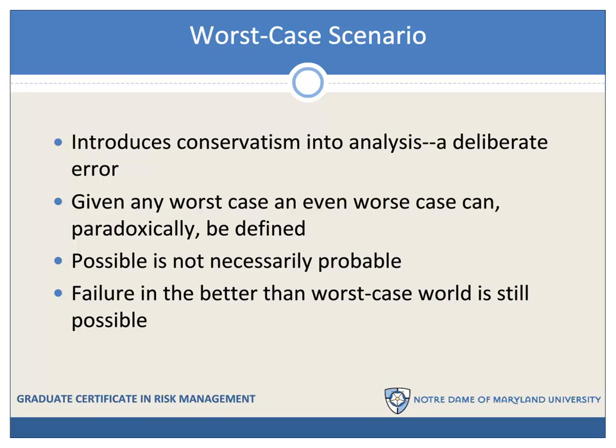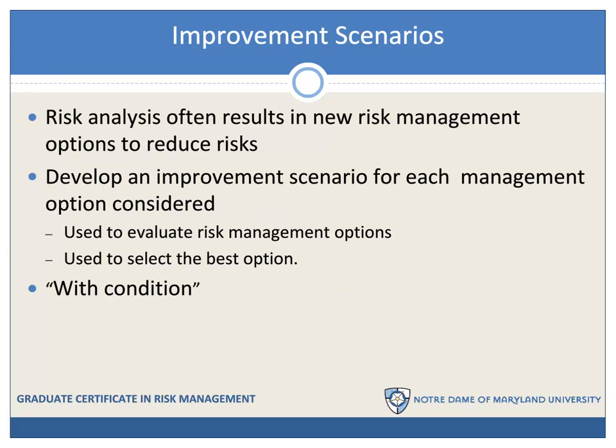The other problem with worst case scenarios is that we find failure in the world in many instances that are better than the worst case scenario. So failures are possible with less than worst case scenarios, and a worst case scenario approach to decision making ignores that. Improvement scenarios are future oriented.